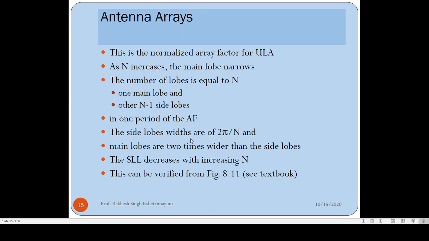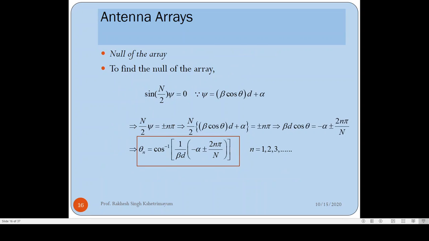The width of the side lobes is 2 pi by N, and the main lobe will be 2 times wider than the side lobes. And if you keep on increasing the number of elements in the uniform linear array, the side lobe level will also decrease. So let us try to find the null of the array.